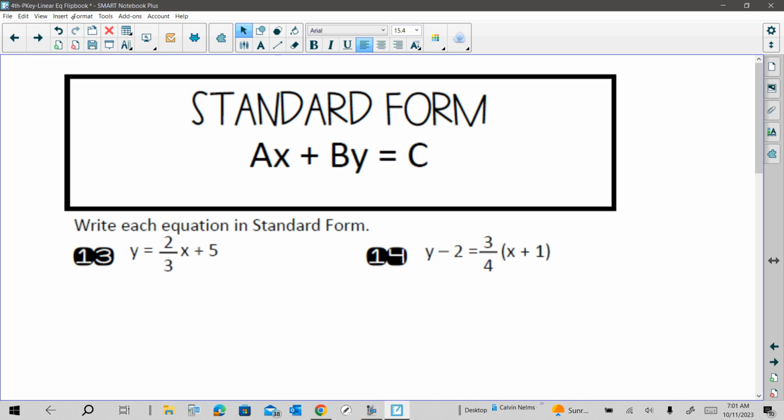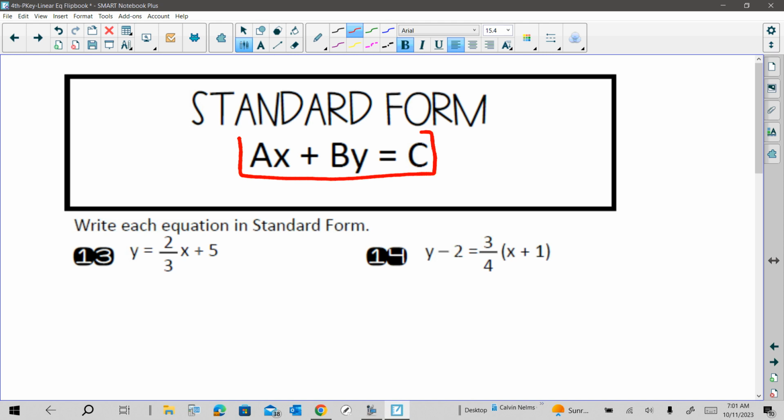Hi guys, we're going to finish up our flip book by taking care of the last two tabs, which is addressing standard form first, and then we're going to talk about parallel and perpendicular lines. Now, what they're showing you at the title here, this is our example of what standard form is.